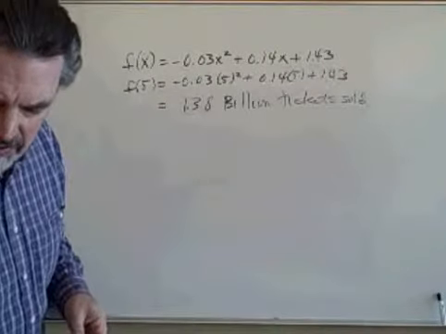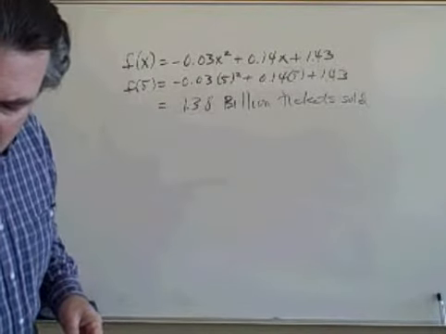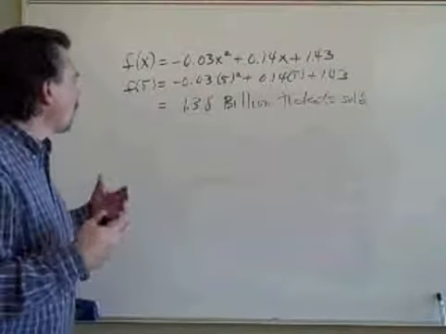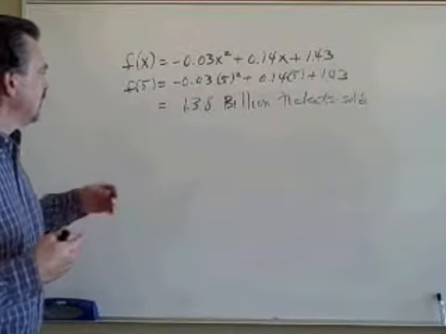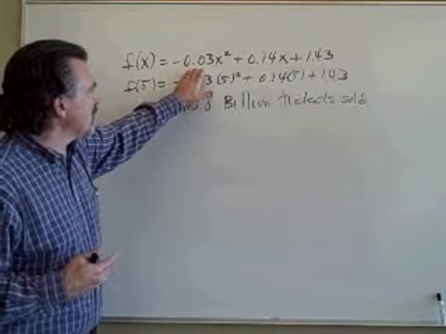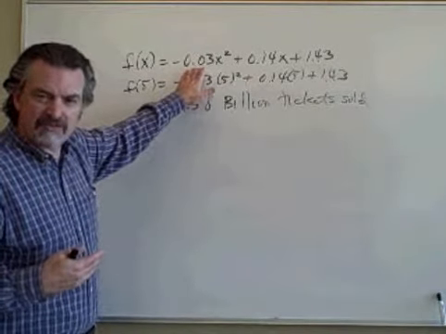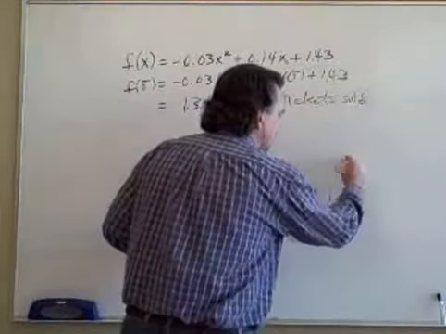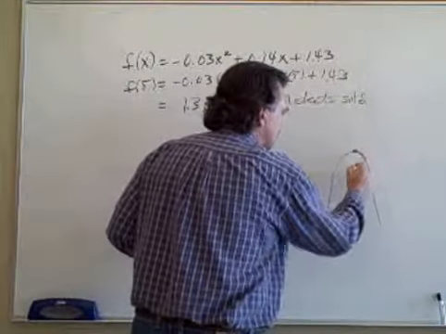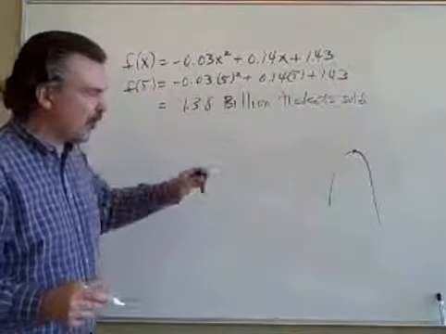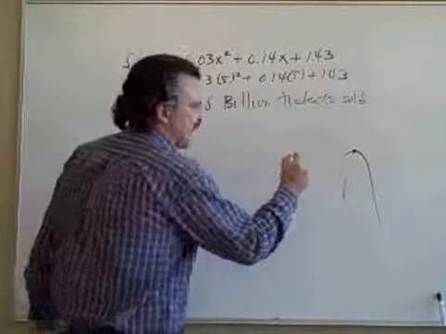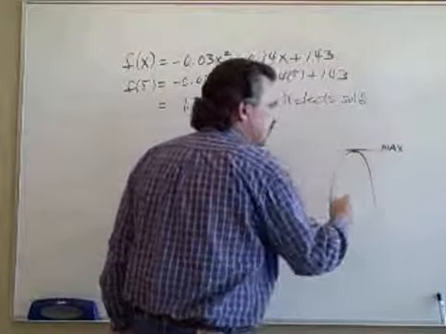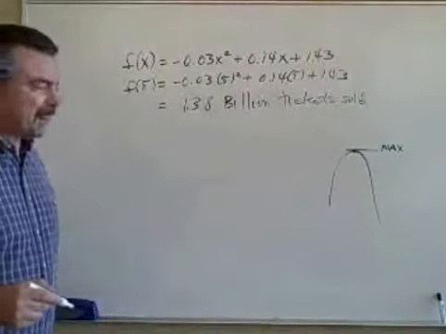Now, the next question says, according to this function, in which year was movie attendance at a maximum? You say, well, why would it be a maximum? Well, now looking at this quadratic function, the coefficient of the squared term is negative. And remember what that means. When the coefficient of the squared term is negative, your parabola opens down. So at the vertex is the max value of your function.